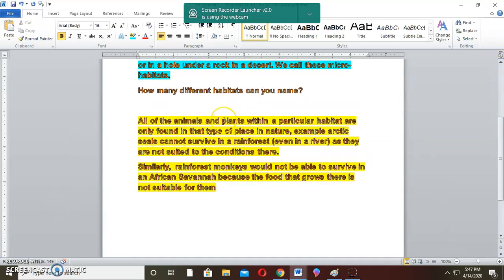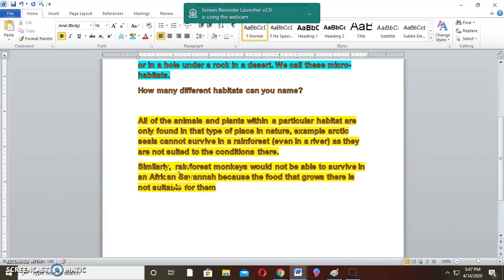All of these animals and plants with a particular habitat are only found in that type of place in nature. Example, an Arctic seal cannot survive in a rainforest. Do you know why an Arctic seal cannot survive in a rainforest? Even in a river, it cannot survive, because they are not suitable to those conditions. Simply because Arctic seals are found in the polar region. They survive in cold places.